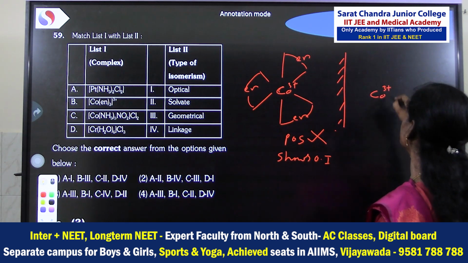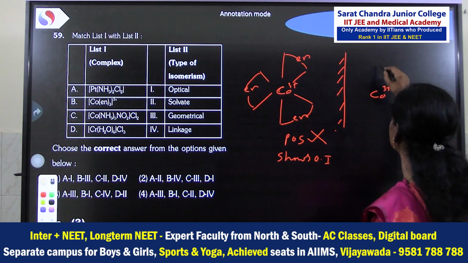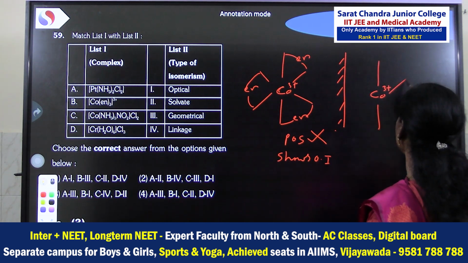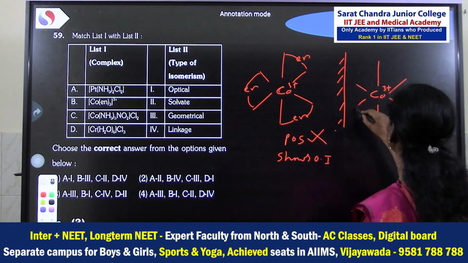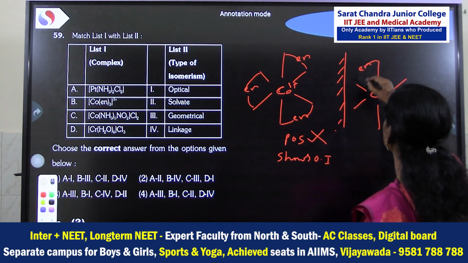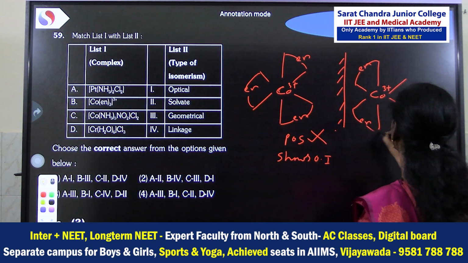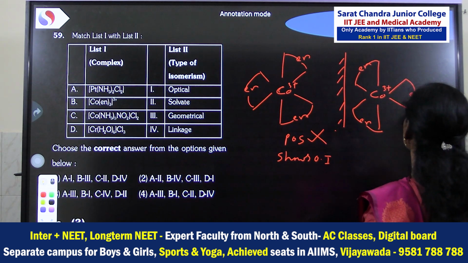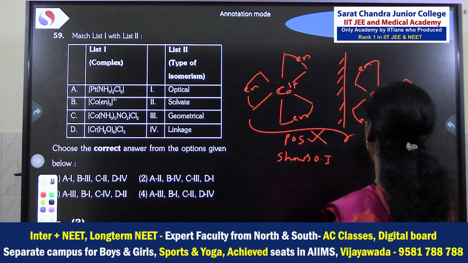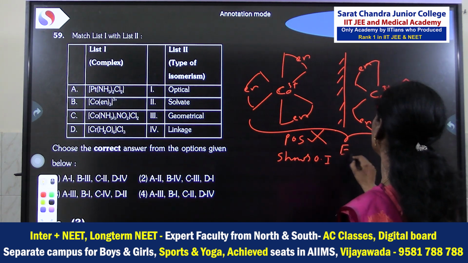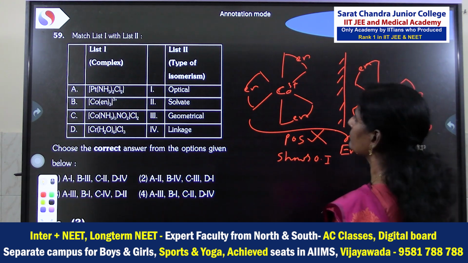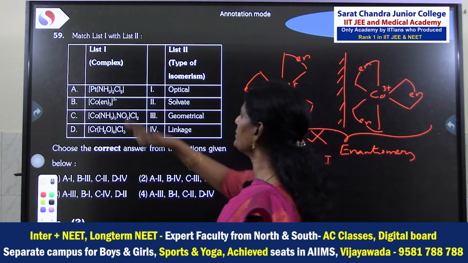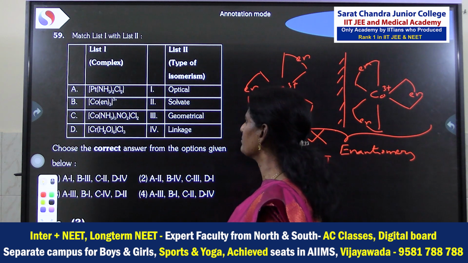Cobalt is present in +3 state. So the mirror image of this complex is drawn. These 2 are non-superimposable mirror images, so they are known as enantiomers. So the second complex shows only optical isomerism.